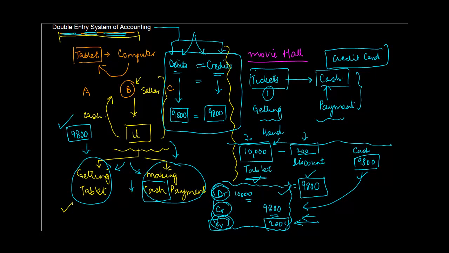But your takeaway from this particular video is that a double entry system of accounting recognizes that there are two aspects to these transactions, one debit, one credit. The total of debits is always equal to the total of credits. Normally there should be two accounts, but even if there are more than two accounts, the total of debits of all these accounts taken together will be equal to the total of credits of all these accounts taken together.